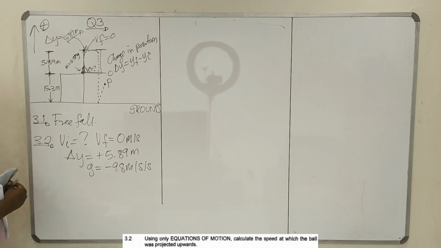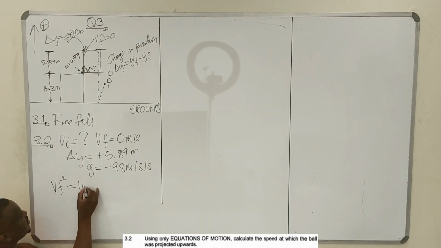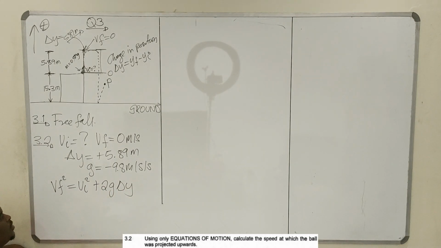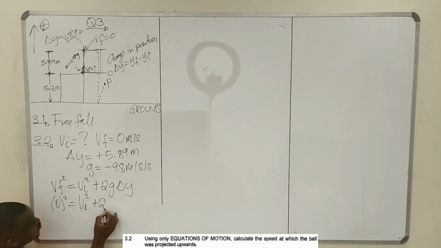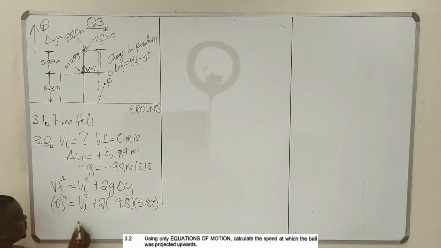So how do we do this? Use the one that would work out. For example, Vf squared is equal to Vi squared plus 2g delta y would work well. What is your Vf? Your final velocity, 0 squared, is equal to Vi, which is what you're looking for, initial velocity squared, plus 2 times negative 9.8 times 5.89. So 0 is equal to Vi squared minus, get the product of that, 2 times 9.8 times 5.89.